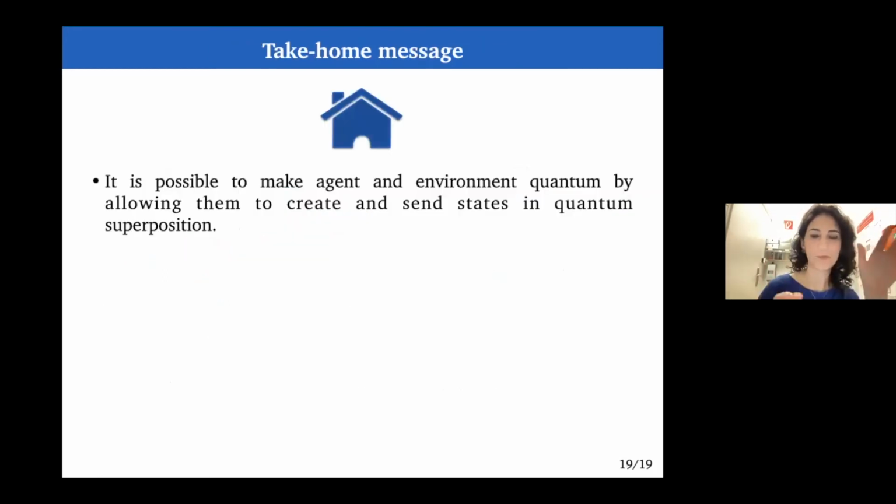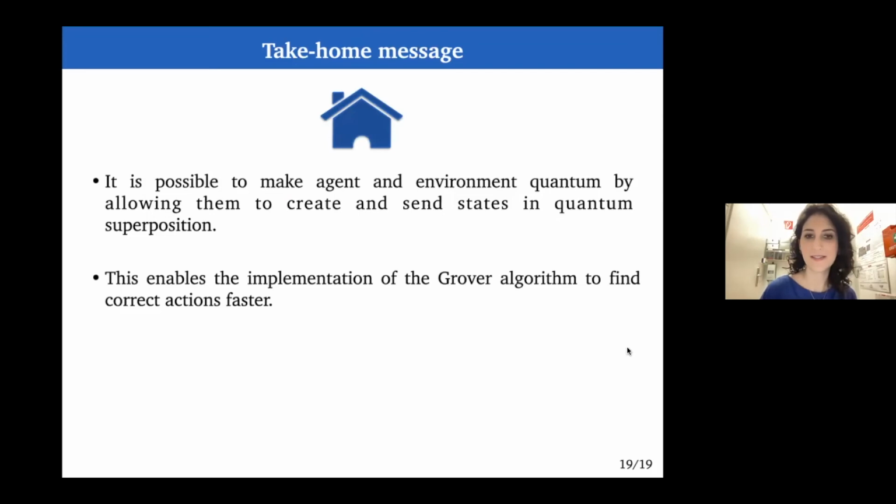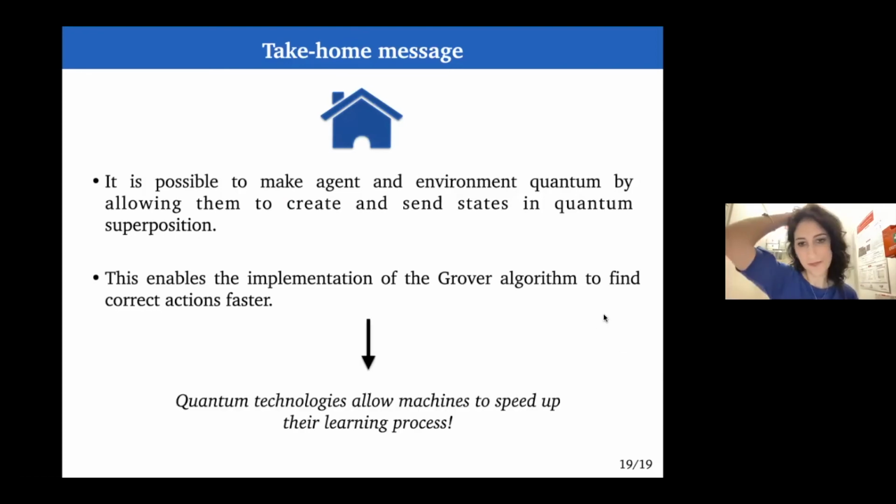All right, so just to conclude, the take-home message is that if you want to run a reinforcement learning algorithm where you really want to reduce the number of interactions between the agent and environment, you can create quantum states, and you should also allow the agent and environment to exchange these signals in quantum superpositions, because this is the key to enable the Grover search to find the correct actions faster. And so in the end, the main message is that it was proven that quantum technologies allow machines to speed up the learning process.